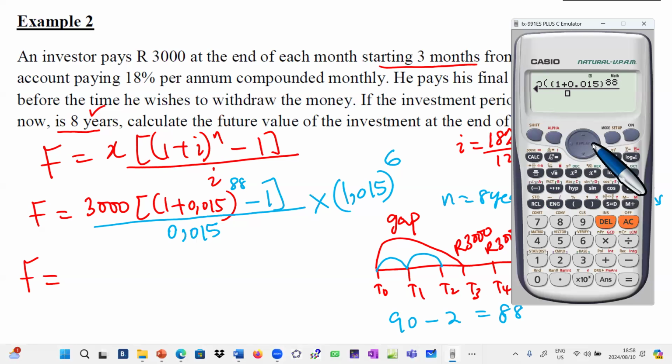Okay, yeah, I'll just explain just now. Let me just actually use the calculator, and then I will explain. Right. So you divide everything by 0.015.